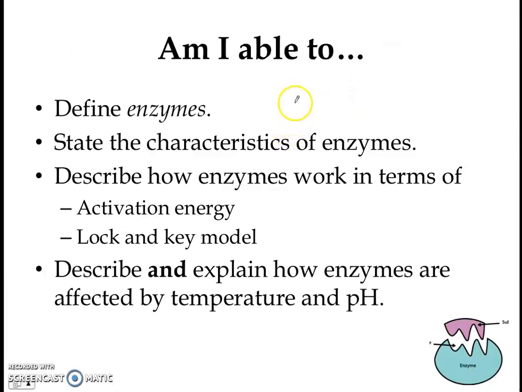Alright, we finally reached the end of our topic. So I just want you to make sure that you've really got down what you need to know for this topic. The very important things: you need to know how to define enzymes. You need to be able to state the characteristics of enzymes. You need to also be able to describe how enzymes work, firstly in terms of what they do to activation energy. Secondly, the all-important lock and key model. And finally, you need to be able to describe and explain how enzymes are affected by temperature and pH, which is what we've gone through the last two lessons. And often they will ask you to use the lock and key model to explain it.